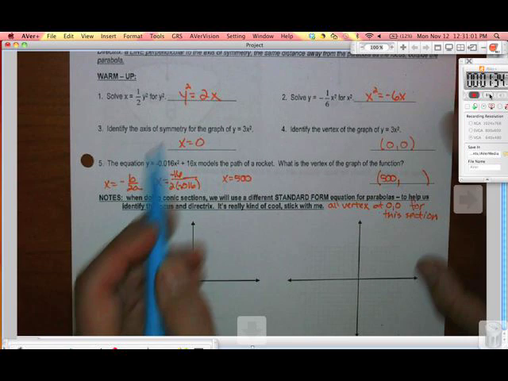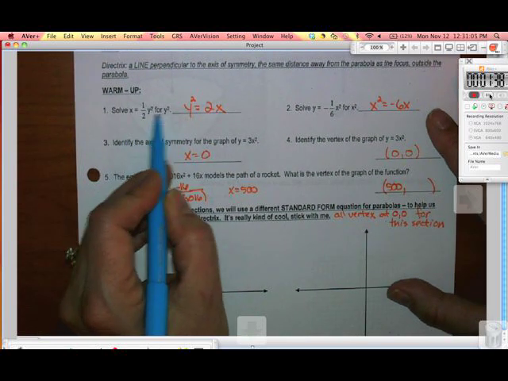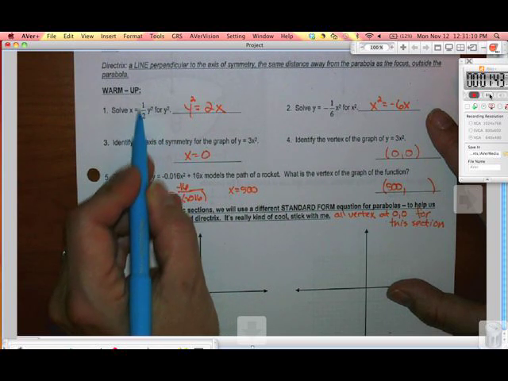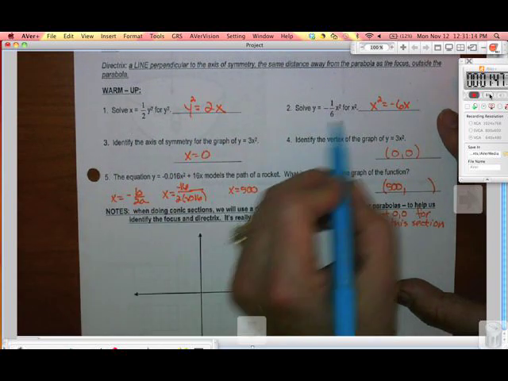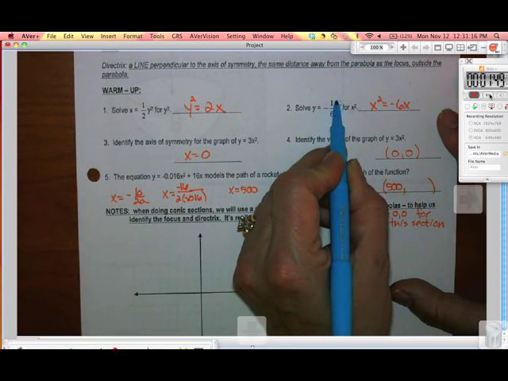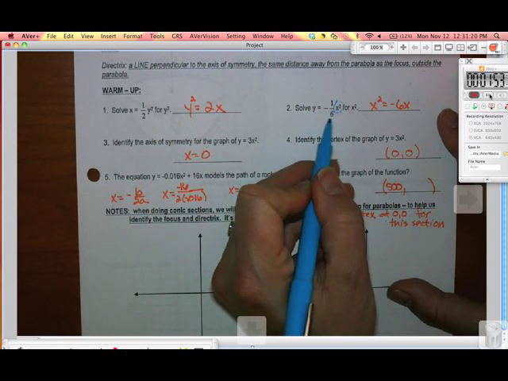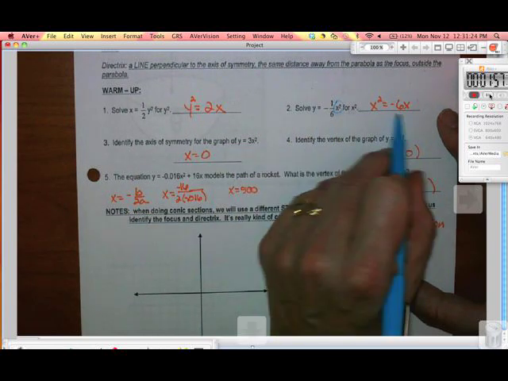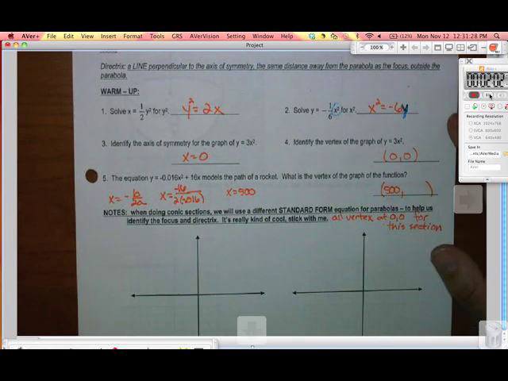Okay, so here are the answers for the warm-up. For this first one, you have to get y squared by itself, so to get rid of this 1/2, you multiply each side by 2, and you would end up with this. Same with this one, you have to get x squared by itself, so you have to get rid of the negative 1/6. And remember, instead of dividing by negative 1/6, you can multiply by the reciprocal, which is just negative 6. And this should be y. Sorry. And that's what you would get for that.